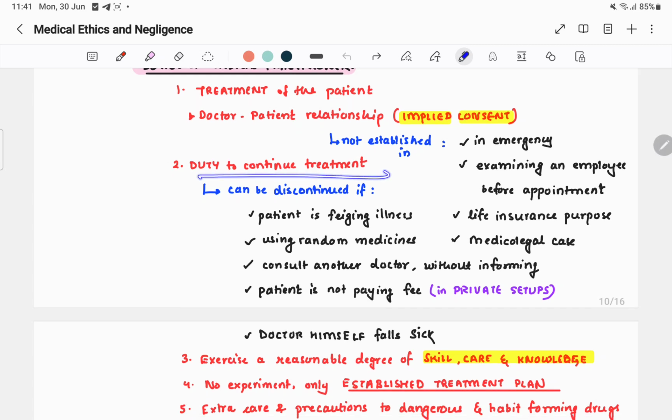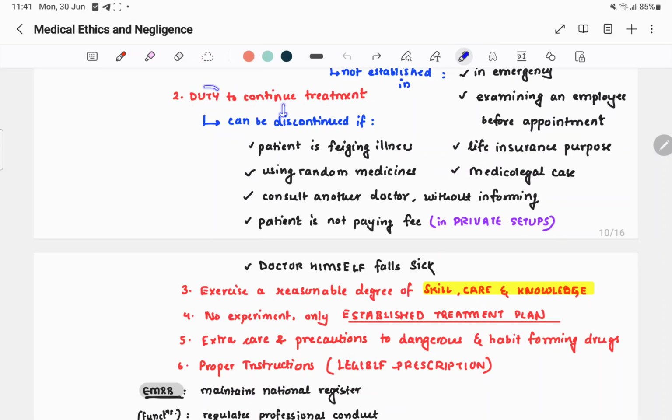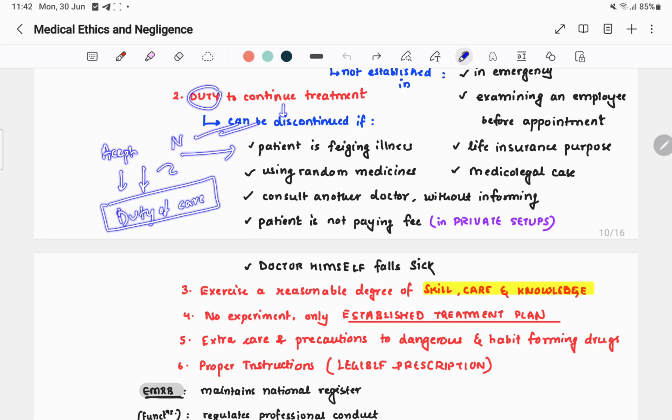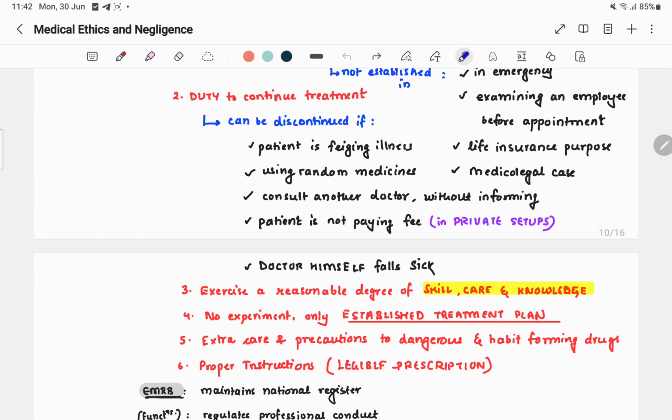Duty to continue the treatment. If the doctor has accepted a patient, then the burden of responsibility shifts upon the doctor. The duty of care is possessed by the doctor himself. If he hasn't accepted, then it's another thing, he is not responsible. But if he has accepted, he has to continue the treatment. In which cases can he discontinue the treatment? A doctor can discontinue the treatment if the patient is feigning illness, if the patient is malingering, means the patient has no illness but is acting like he or she has an illness.